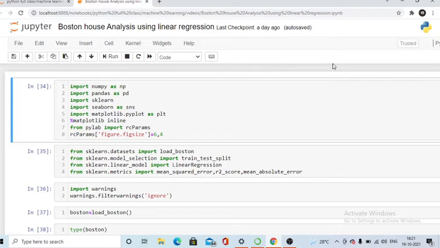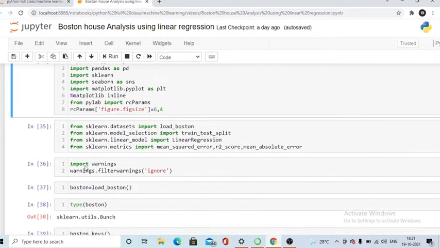So import numpy as np, import pandas as pd. These are all the important libraries we have to import before doing the Boston analysis, right? So we have done this part. Many things you know already.